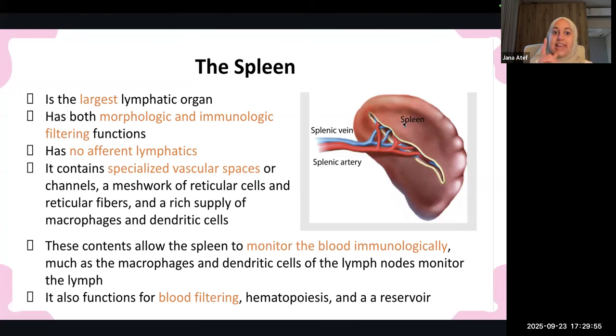So it holds a lot of blood, and it has no afferent lymphatics, okay? So it's not like a lymph node where you have an afferent vessel that goes in and goes out. No, it has no afferent. It just leaves back to the veins. Now it contains special vascular spaces or reticular cells, and it has a lot of macrophages and a lot of dendritic cells. We're going to talk about it now. And this basically monitors the blood immunologically. So when you think about an organ for blood filtering and a blood reservoir, it's the spleen.